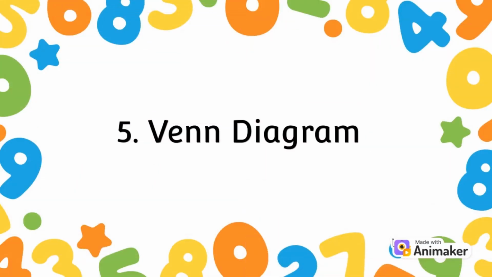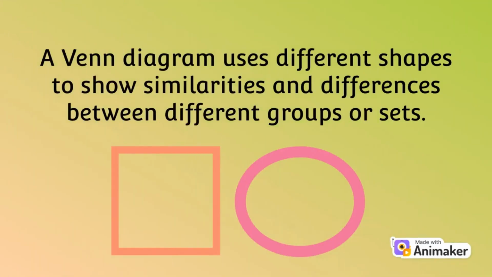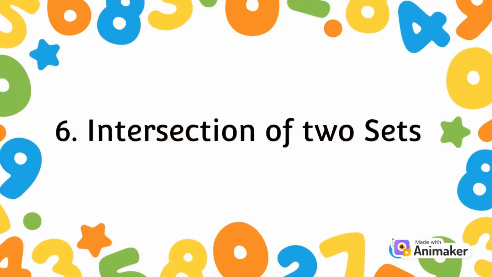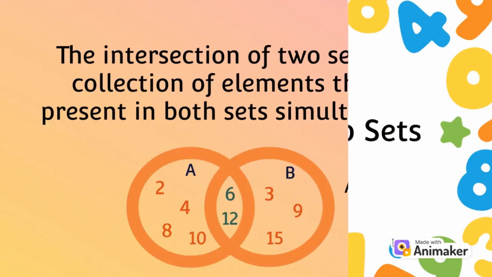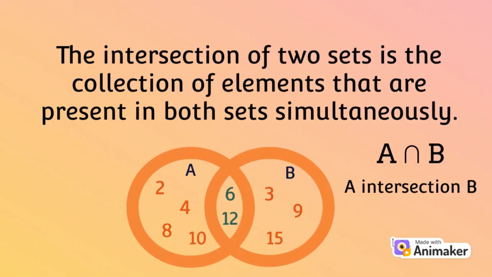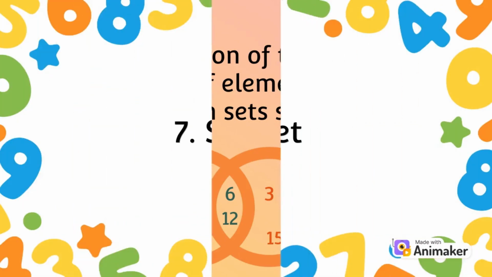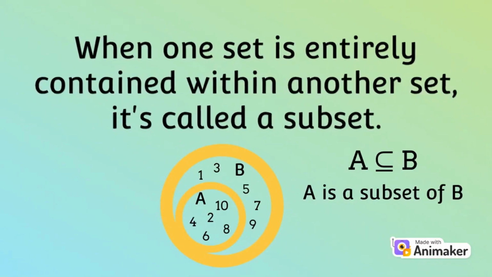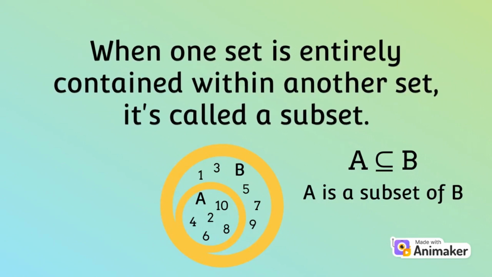Number 5, Venn diagram. A Venn diagram uses different shapes to show similarities and differences between different groups or sets. Number 6, intersection of two sets. The intersection of two sets is the collection of elements that are present in both sets simultaneously. Number 7, subset. When one set is entirely contained within another set, it's called a subset.